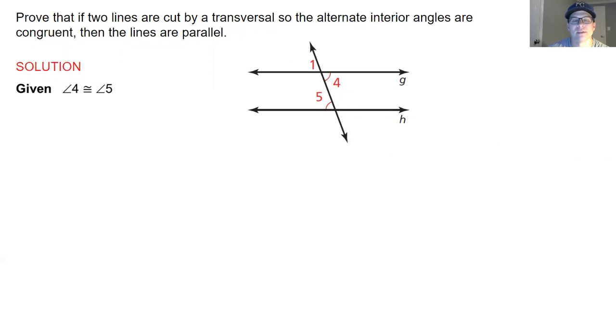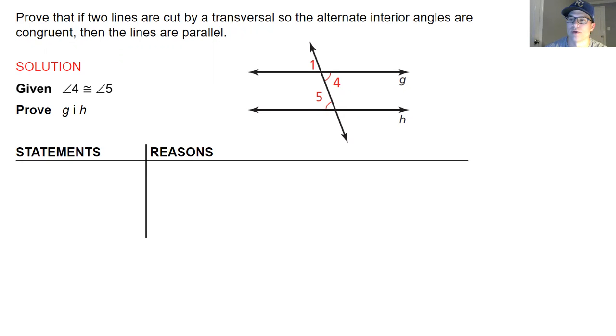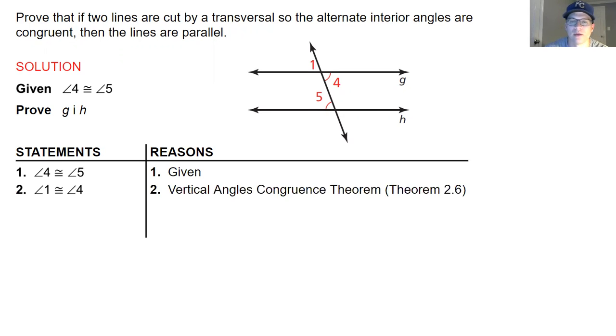So if you are given that angle 4 is congruent to angle 5, but you have to prove that the two lines are parallel using your converse theorem, we're going to create our two-column proof, statements and reasons. Always start with your given statement first, and your reason is just given. So since you go from there, angle 1 is congruent to angle 4 based on the vertical angle theorem. This one just says vertical angles congruence. If you just say vertical angle theorem, that would also work.